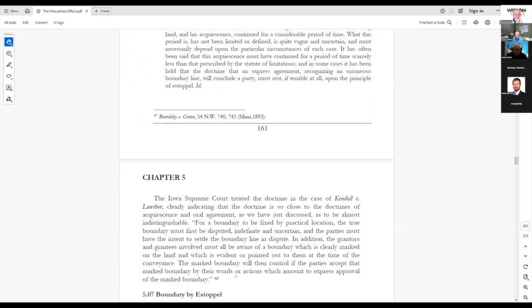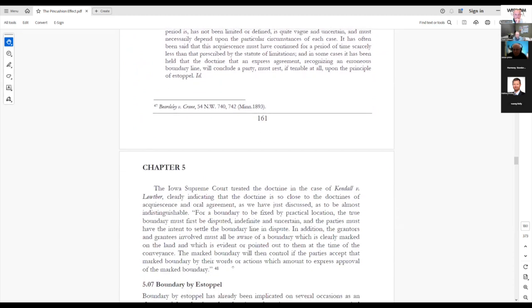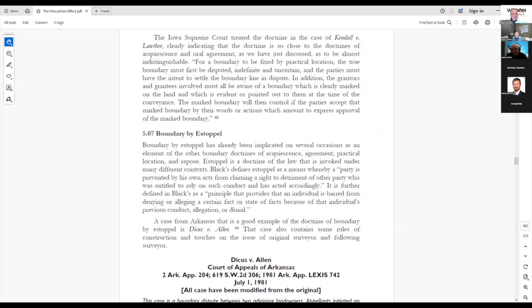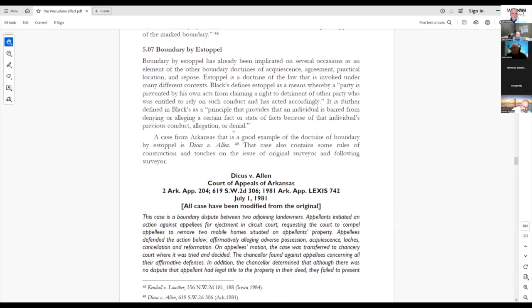Again, to his own admission, there's not a lot there that's ever been used. He has to go back to 1893 to even find a case to talk about practical location in the courts. And the final one here, I think this is our final one, is boundary by estoppel. And he's talked about this already some.